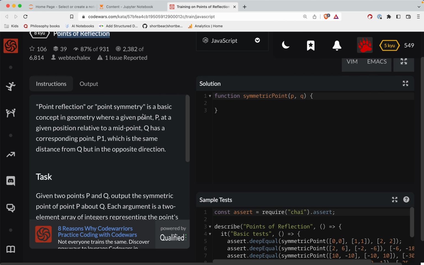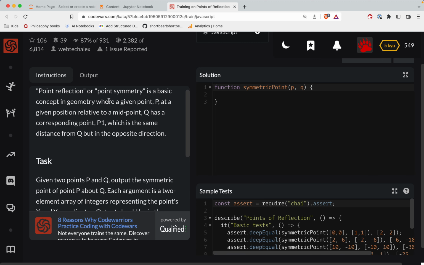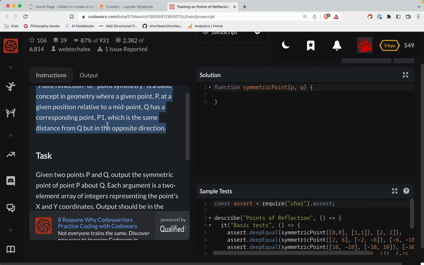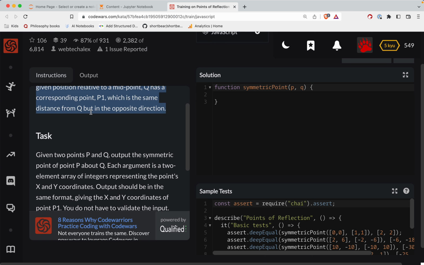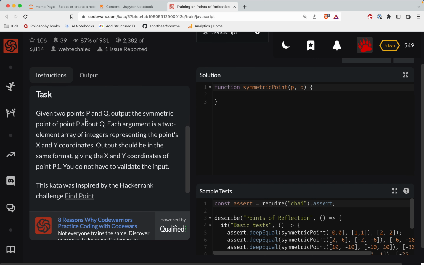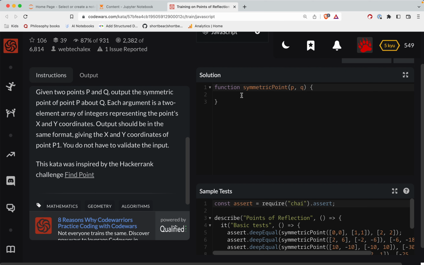Point reflection or point symmetry is a basic concept in geometry. All right, so I'm going to fail it. Where a given point P at a given position relative to a midpoint Q has a corresponding point P1. Yeah, I'm already going to fail this. Which is the same distance from Q but in the opposite direction. Okay, given 2 points P and Q, output the symmetric point of P about Q. Each argument is a 2-element array, P and Q.